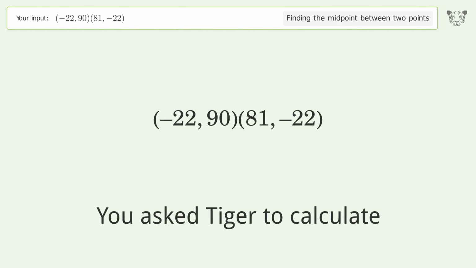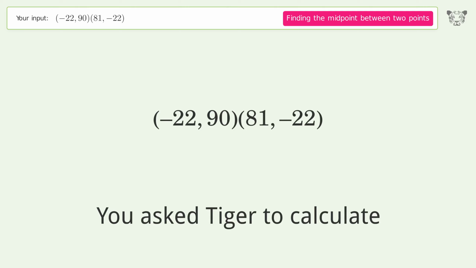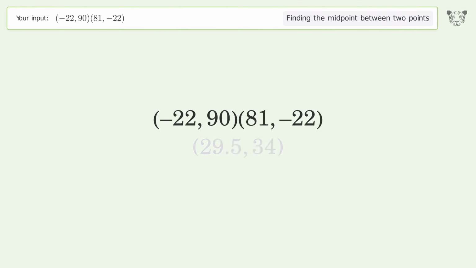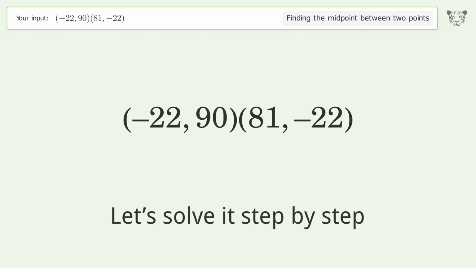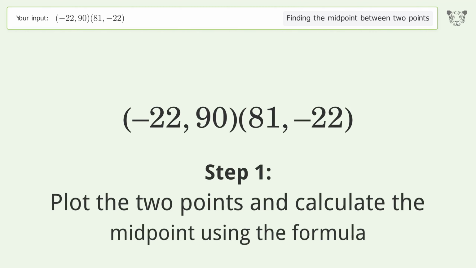You ask Tiger to calculate. This deals with finding the midpoint between 2 points. The midpoint between the 2 points is 29.5, 34. Let's solve it step by step. Plot the 2 points and calculate the midpoint using the formula.